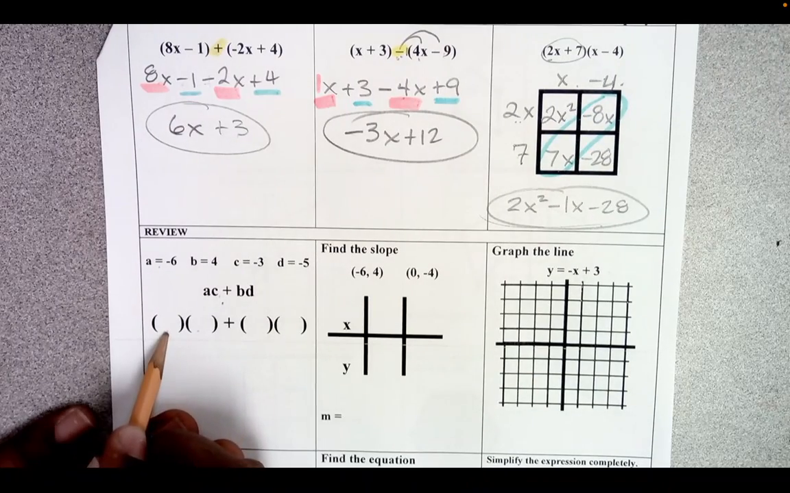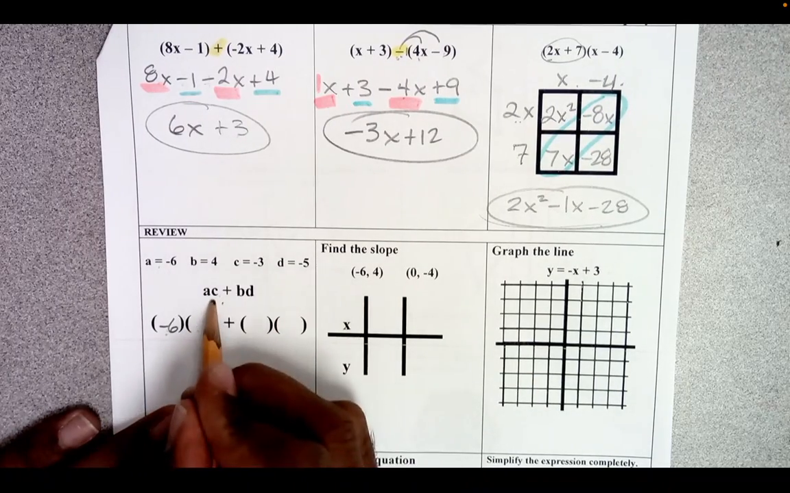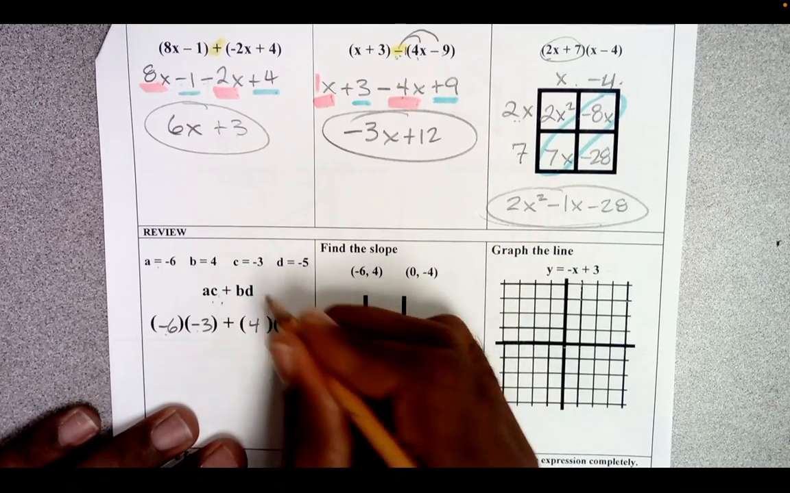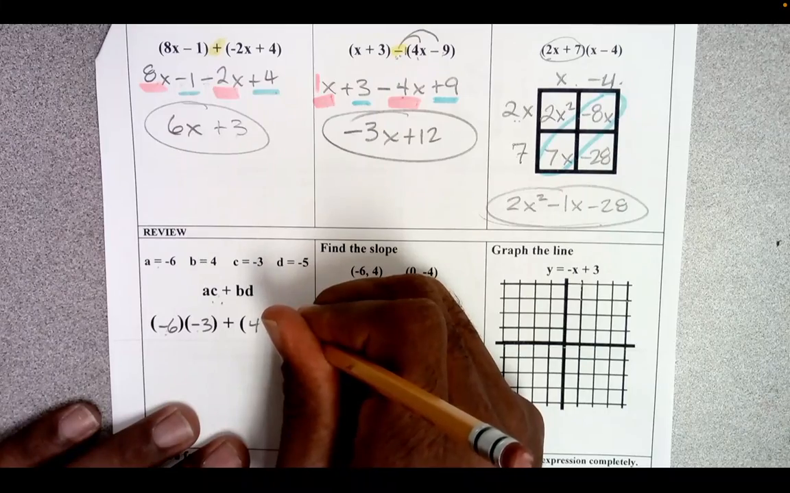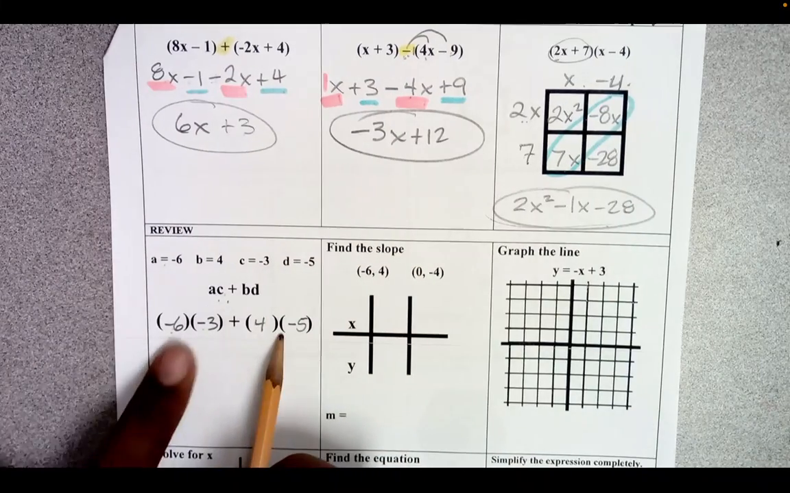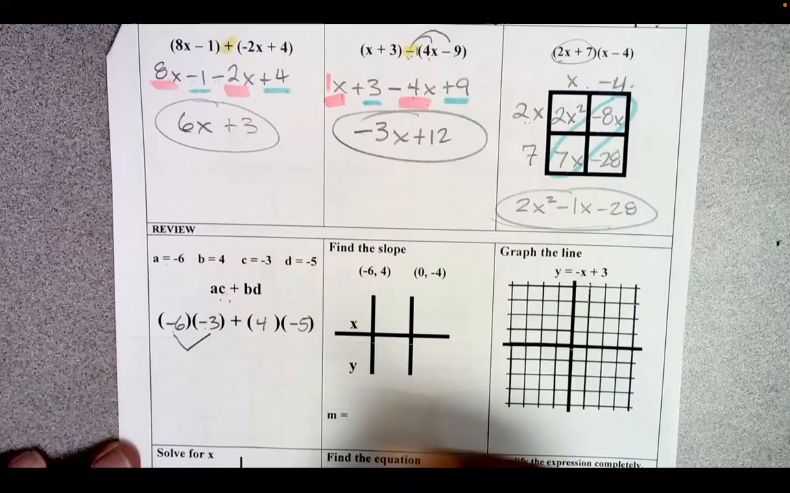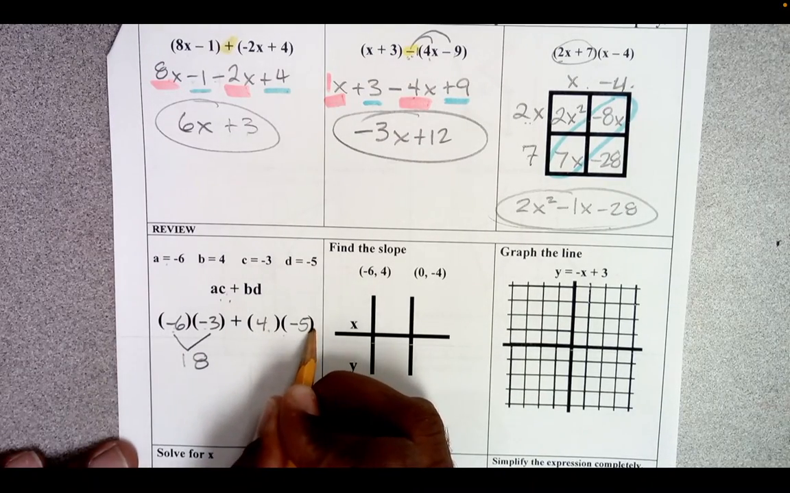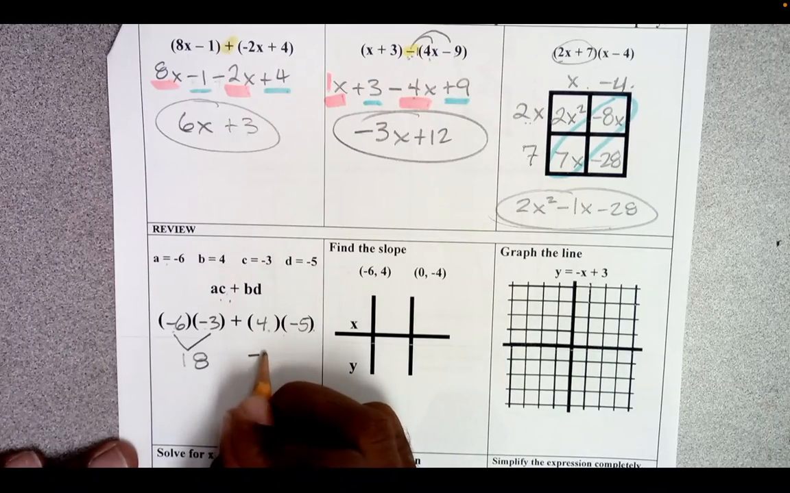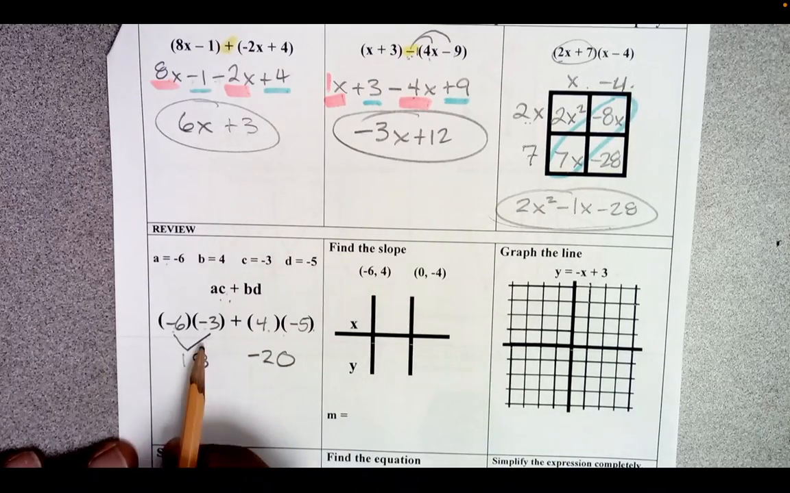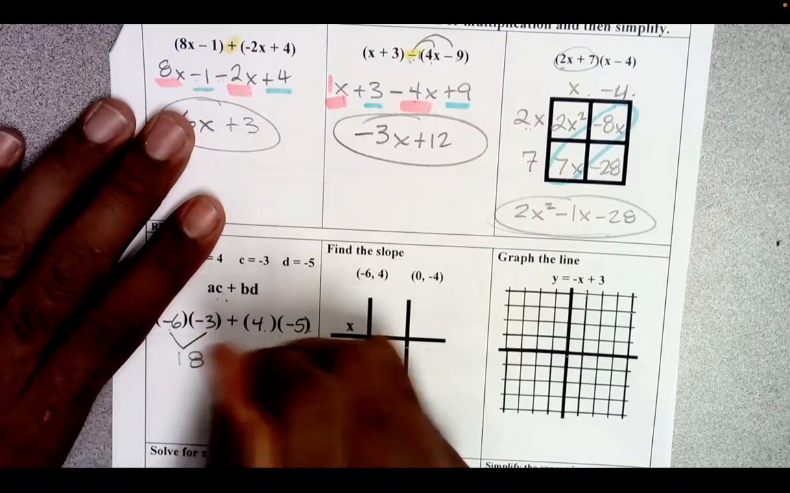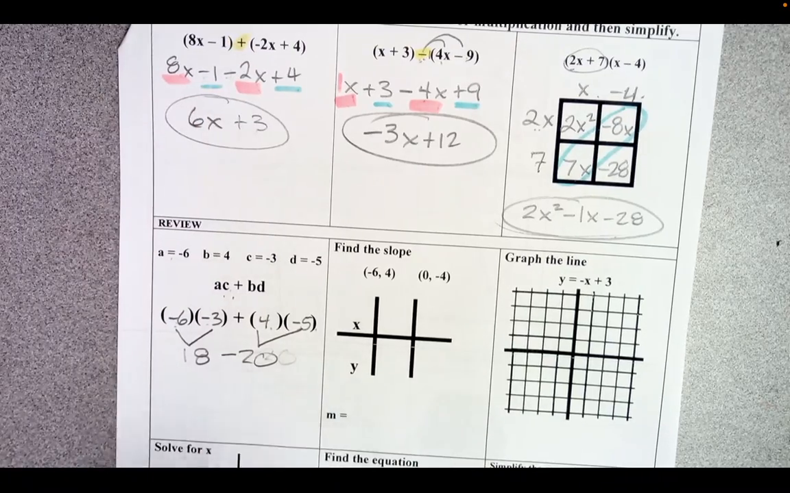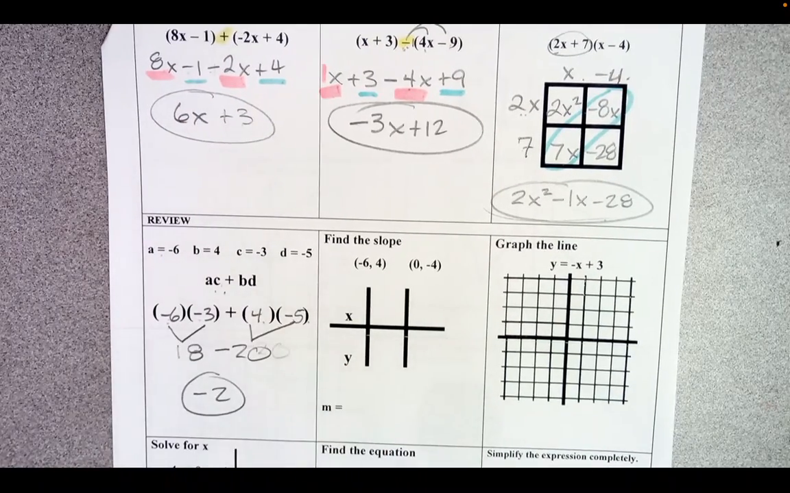So what would be the first number I'd write here? Negative 6. And if it's C, negative 3, then what? 4. And for D, negative 5. Now I multiply these two first. Negative 3 times negative 6 is positive 18. And then 4 times minus 5 will be negative 20. So essentially, if it's 18 and a negative 20, I should bring this over here. This would be minus 20 like that. And then 18 minus 20 is negative 2.